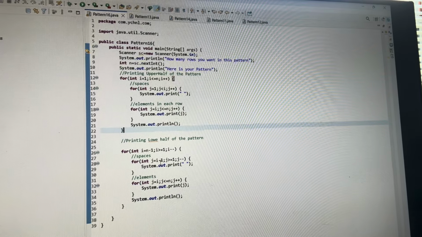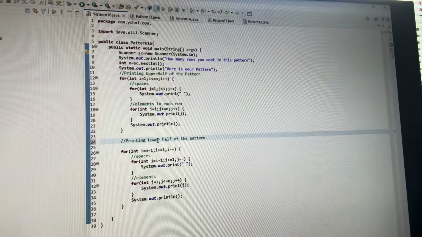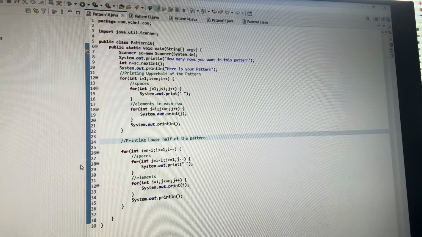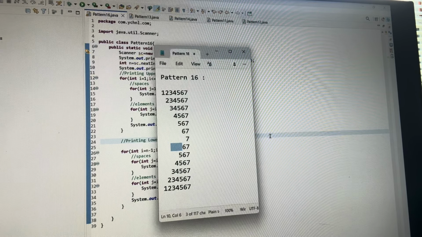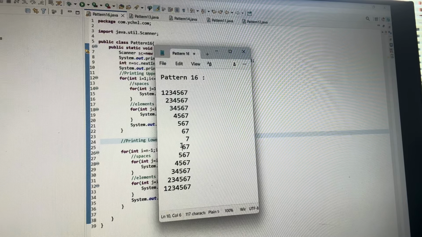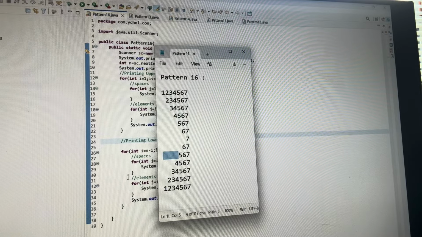So we'll see how to print this lower half of the pattern. Okay. If you see the lower half of the pattern, see how the spaces are in the decreasing order, right? Here 5 spaces, 4 spaces, 3 spaces, like that.